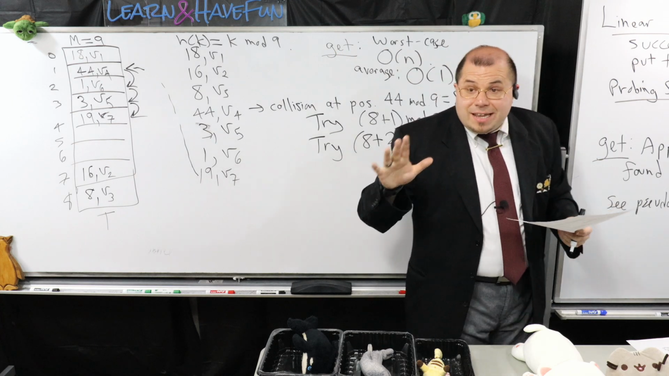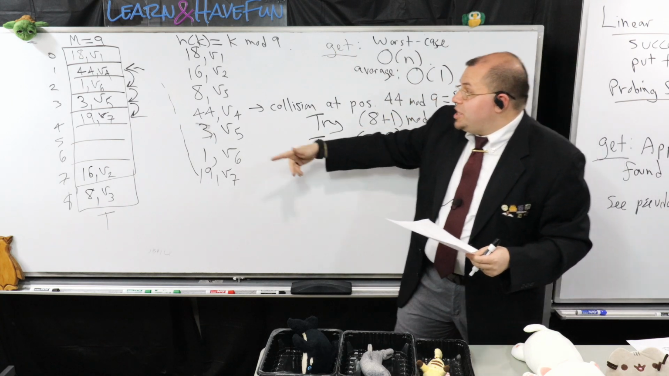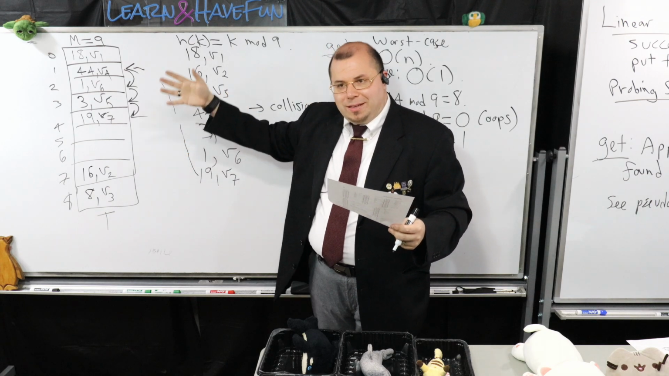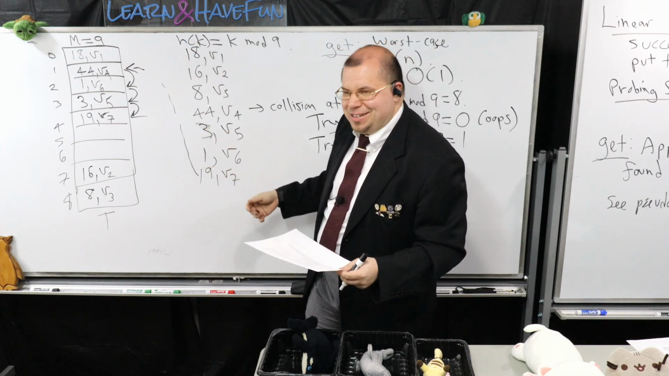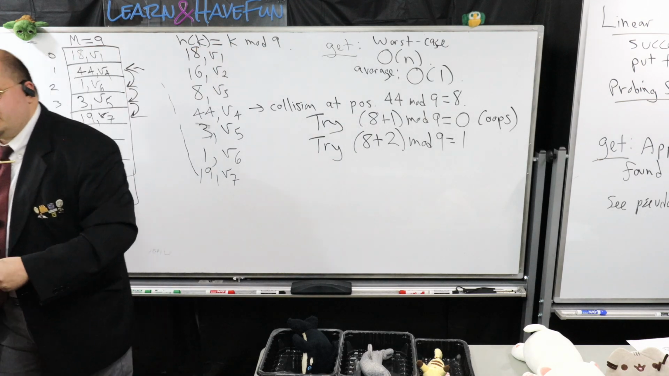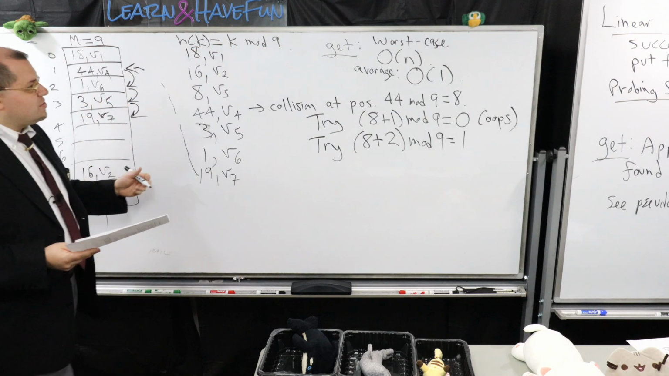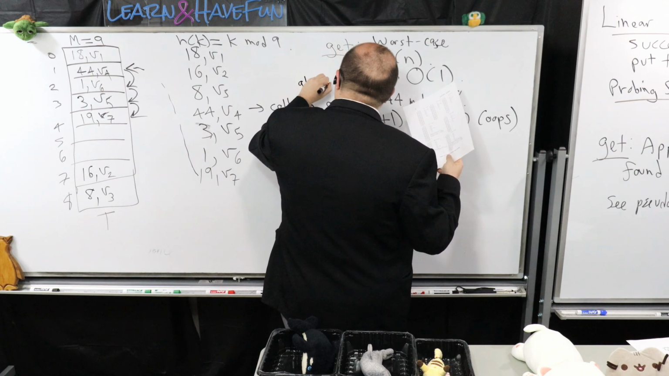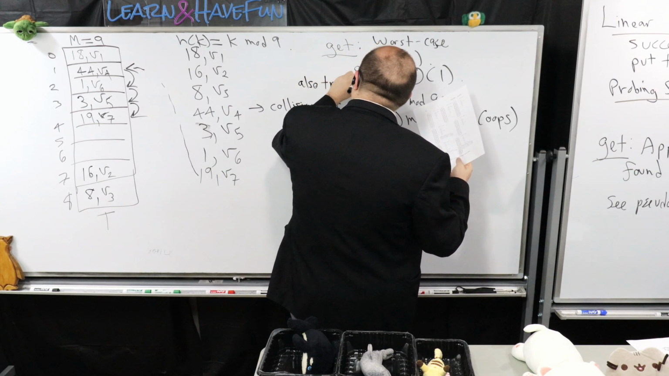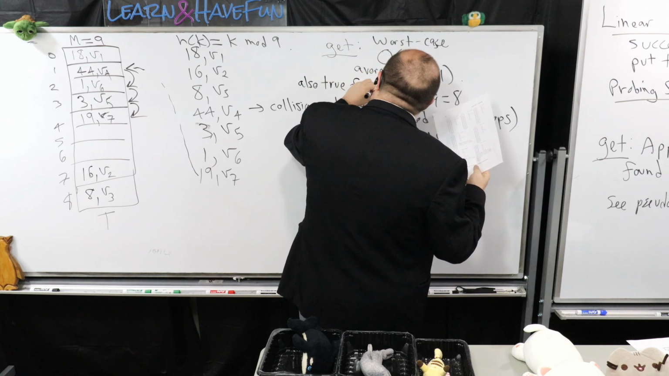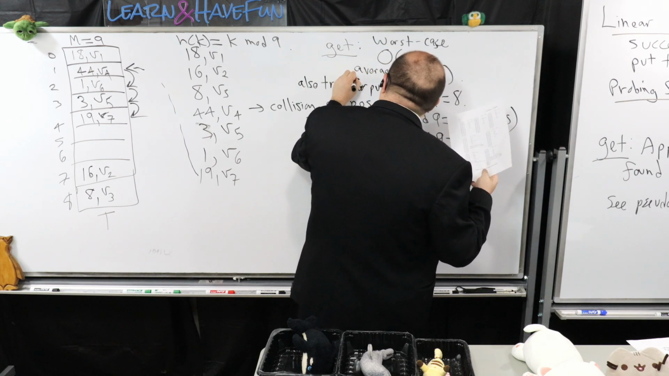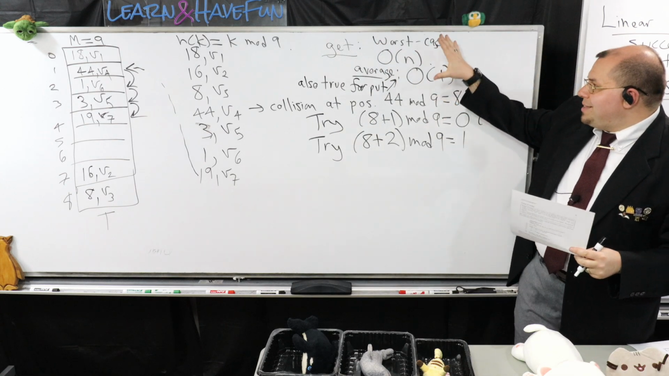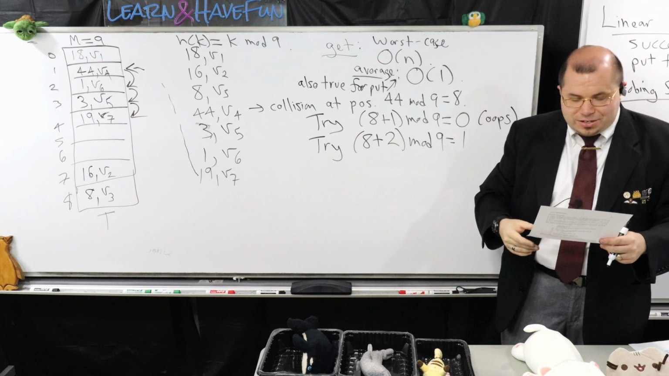But now the difference here versus separate chaining is that we're actually using the table itself. So we're not technically using extra memory other than what we are using for the table itself. Note that this is also true for put. If you want more details for these two, just take a look at the notes, because I do have the pseudocode for both of these in the notes.